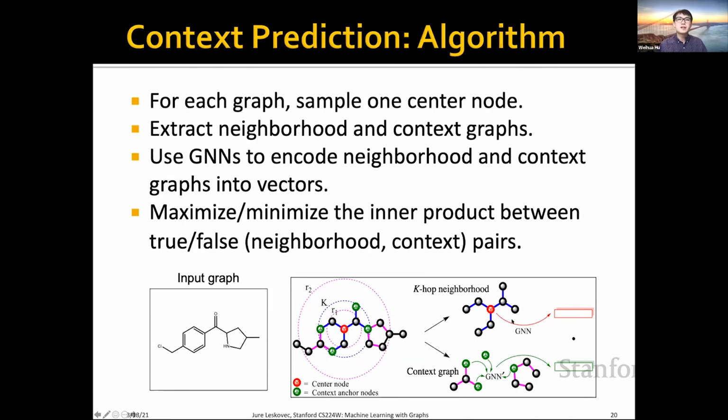Once we extract these graphs, we can use one GNN to encode this neighborhood graph into a vector, and another GNN to encode this context graph into a vector. And our objective is to maximize the inner product between the true neighborhood context pair while minimizing the inner product between the false neighborhood context pairs. And these false pairs can be obtained by randomly sampling context graphs from other neighborhoods.